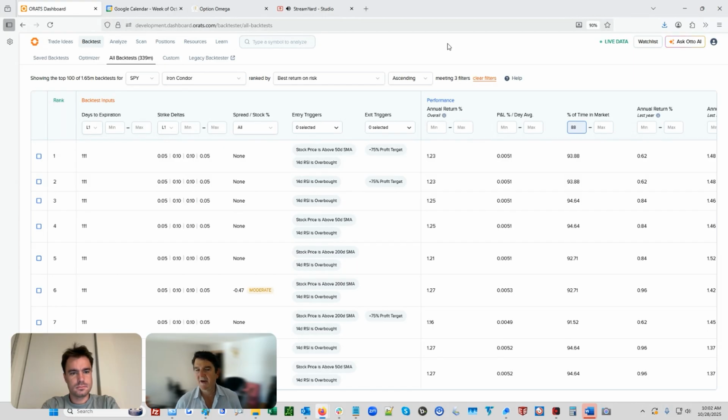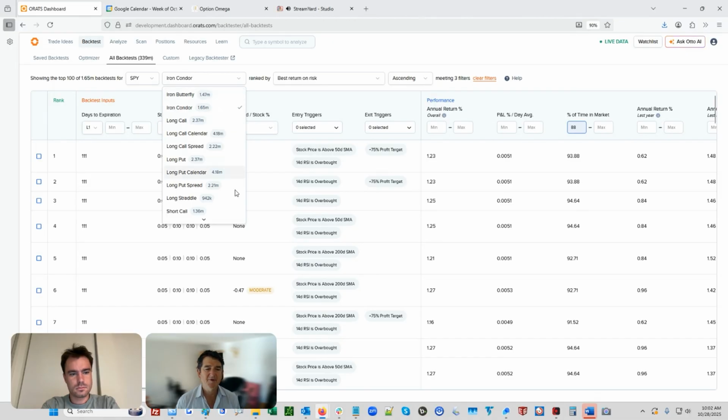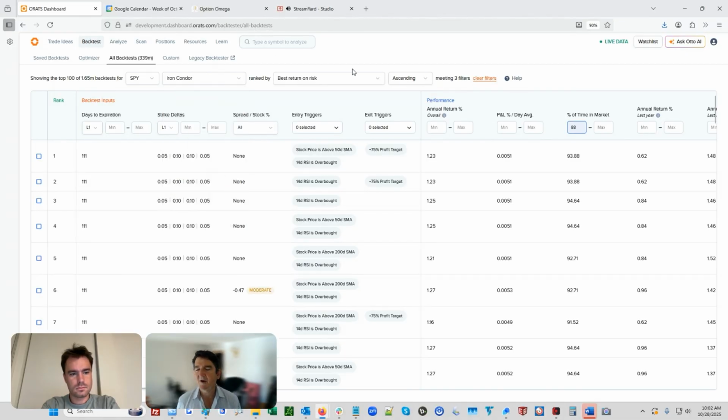So it's very exciting. This is our backtester, all backtests, 339 million. And we have most of the top symbols covered, and we have most of the top types of strategy trades covered. So yeah, today we're going to talk about how I use it and how to use this tool, and look at the ways that we implement it here at ORATS.